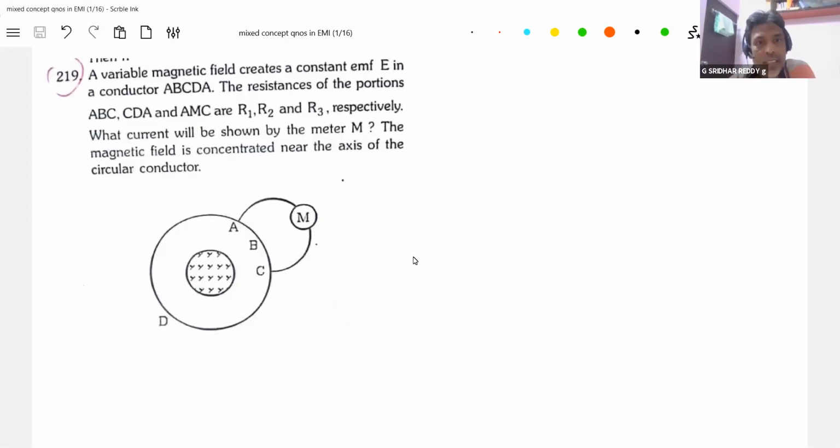A variable magnetic field creates a constant EMF in a conductor ABCDA. So here the B bar is varying in such a way that it will produce a constant EMF E in this total loop. That is equal to E. And there's also another loop. He has given the resistance of the portions: ABC is R1, CDA is R2, and this one, AMC, will be R3, and there's a meter.